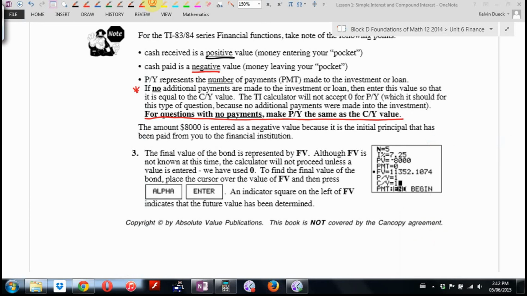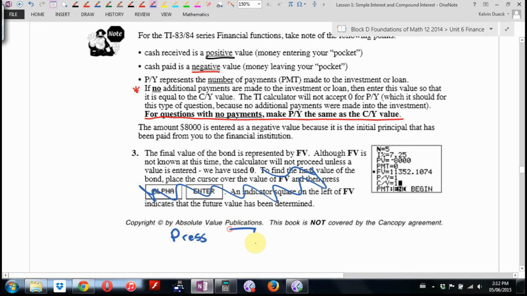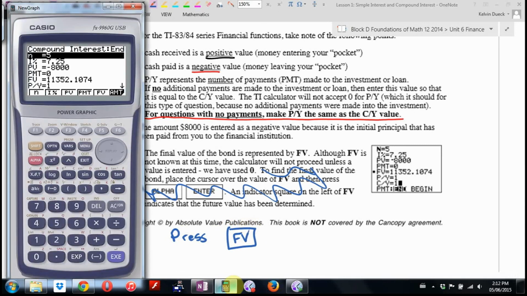So do me a favor, folks. Look up. You can scribble this out to find the final value, and instead, to find the final value, press FV, which is function what? I don't know. Oh, look, Mr. Dueck. F5. Okay?